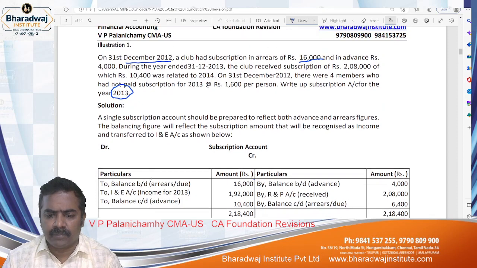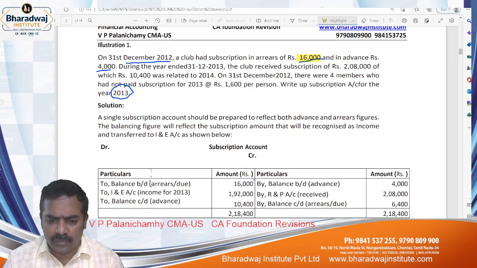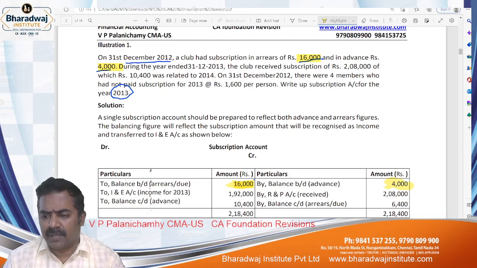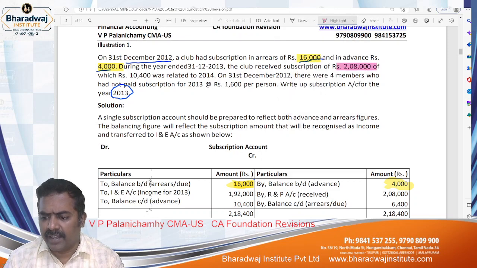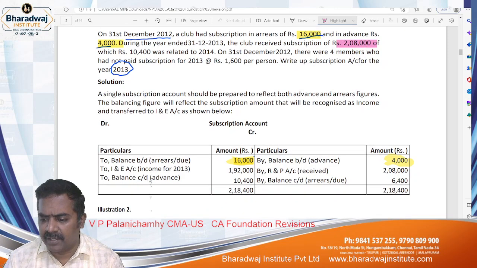16,000. Then what advance subscription have they given? 4,000. So the 16,000 and 4,000 are recorded as 'to balance brought down' and 'by balance brought down'. Then they received a subscription of how much? 2,08,000. That is nothing but cash collected.